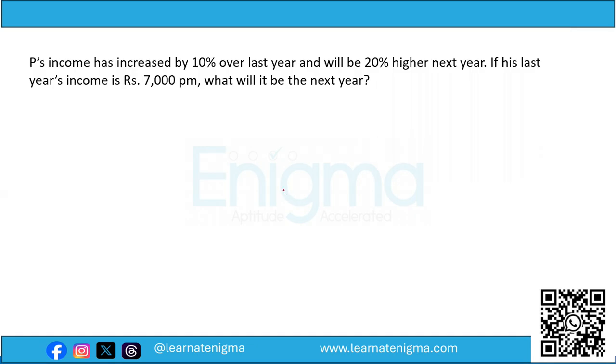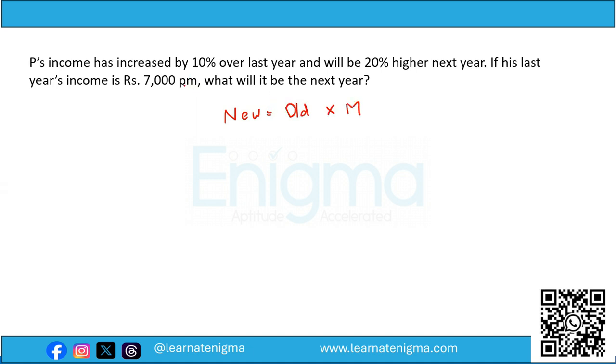P's income has increased by 10% over last year and will be 20% higher next year. If his last year's income is rupees 7,000 per month, what will it be the next year? Now, as we are having percentage increases, that is percentage changes, we will have to use our traditional formula, that is new value is equal to old value multiplied by multiplier.